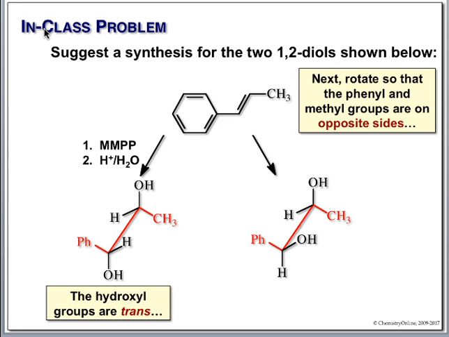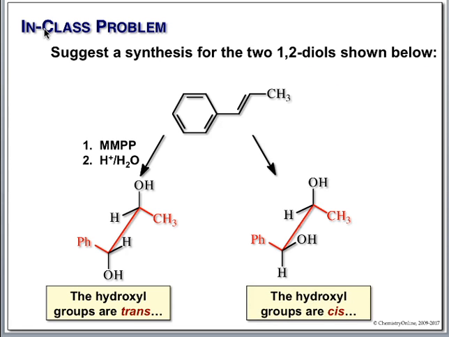So now, what's the orientation of our hydroxyl groups? Are they trans? No, they're not. They're on the same side of our ring plane here. This is a cis orientation. And how do we make a cis 1,2-diol? We think way back to the good old days, and we do alkaline permanganate. Any questions?